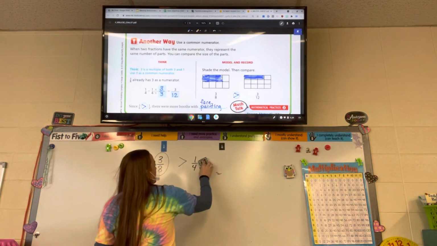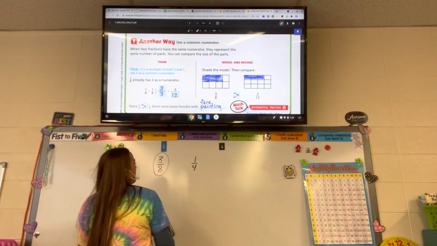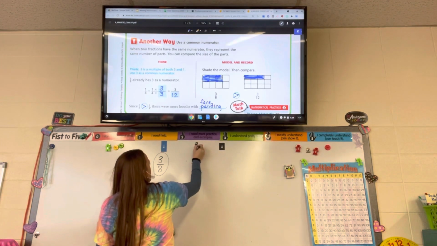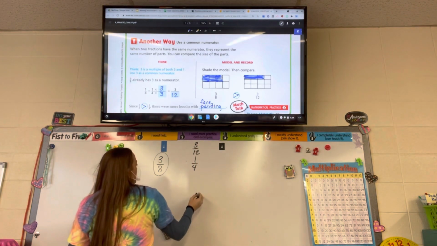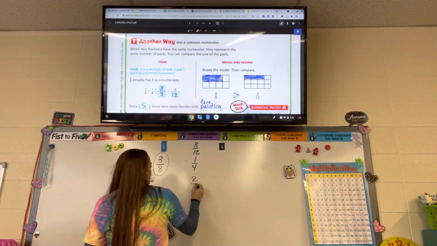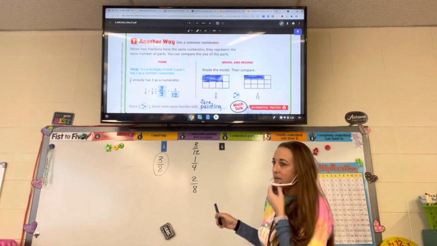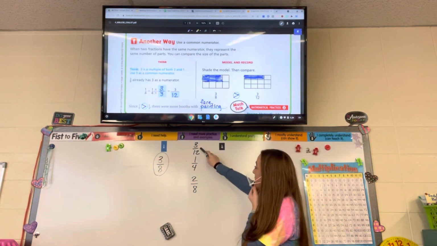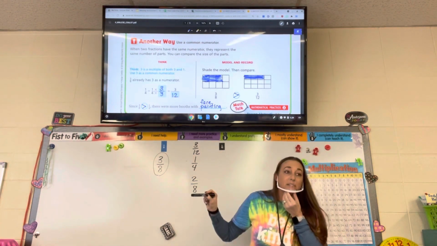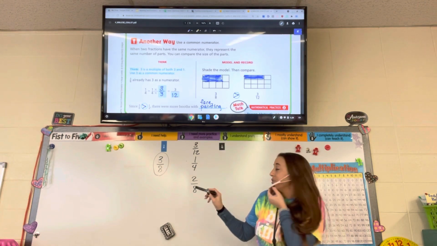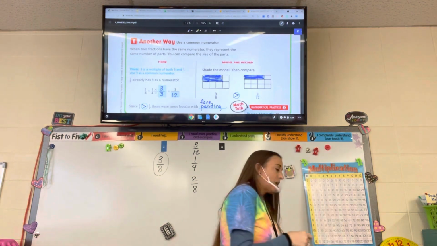So in this problem, we turned 1/4 into 3/12. We also turned 1/4 into 2/8, didn't we? Yes. Okay, so to find a common numerator, we turned it into 3/12. To find a common denominator, we turned it into 2/8. Oh, and look at this.